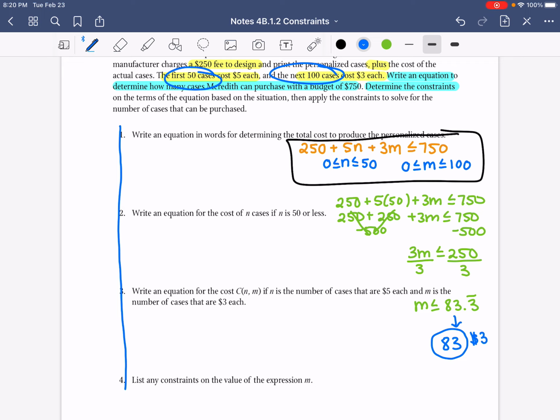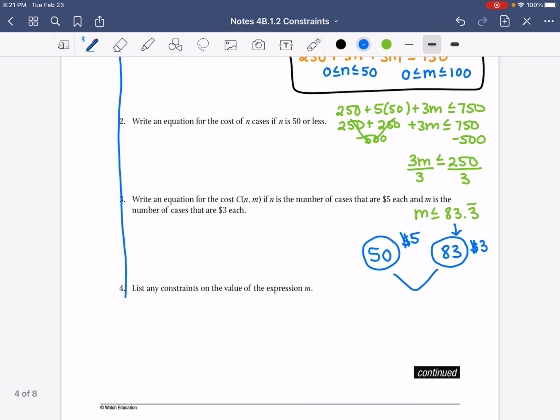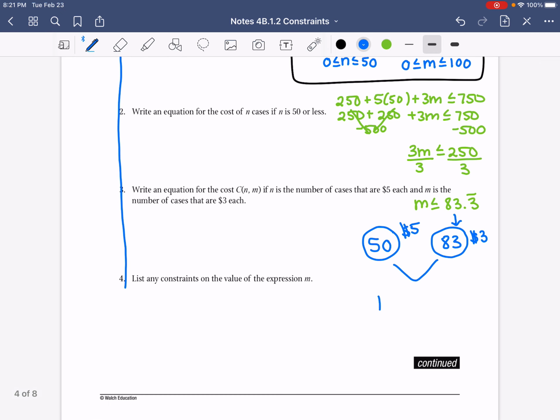Well, she bought already some $5 cases. She bought 50 of those $5 cases. So total, she bought 50 plus 83. So she can buy 133 cases total.